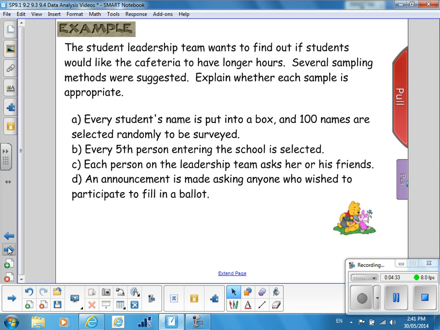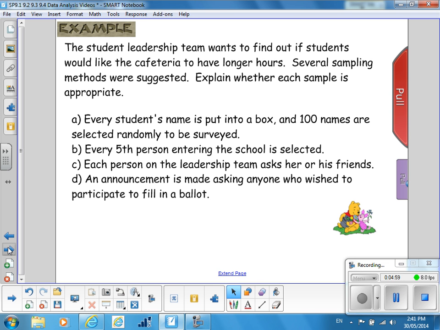Each person on the leadership team asks her or his friends. This probably isn't the best way to collect the sample. Because if you are friends, you're usually friends with people who have the same interests as you. So you might actually miss out on a lot of different groups of people that are in your school. You might not end up with a very valid conclusion.